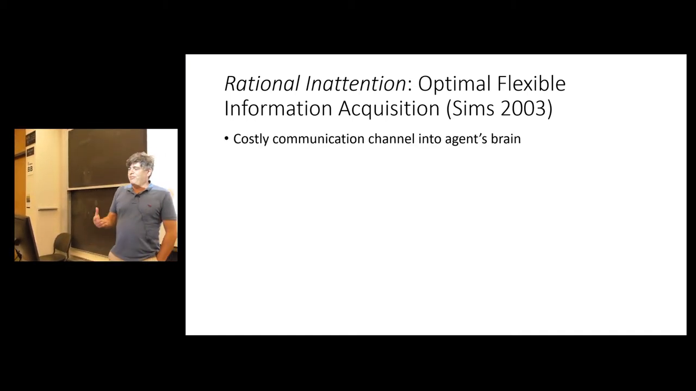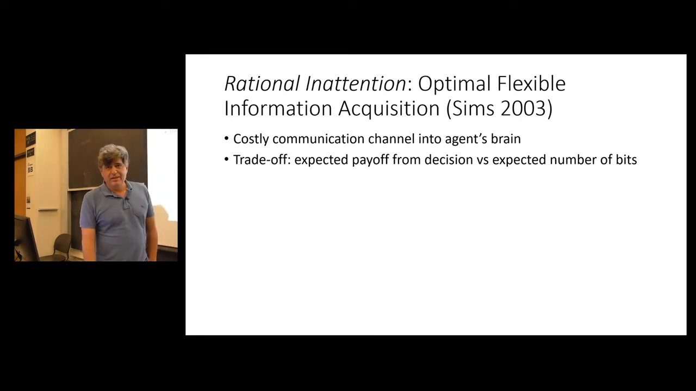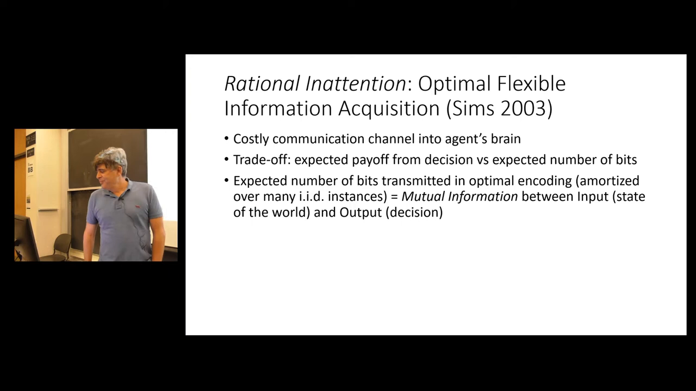So here's the motivation for this. Suppose that you have a costly communication channel into your brain and you're facing a trade-off. If you get more information to your brain, you will make better decisions, but it will be more costly because you have to pay for every bit of information that's getting into your brain. And so you can use information theory to derive a convenient kind of reduced form expression for this. What's the expected number of bits that need to be transmitted into your brain in an optimal encoding, assuming that you can amortize over many independent instances?